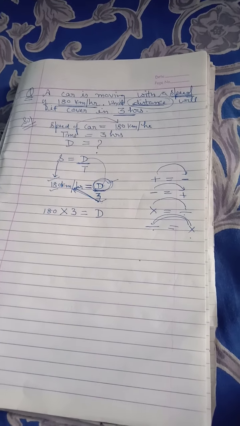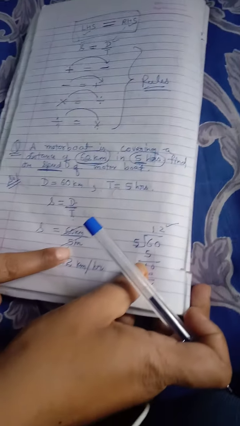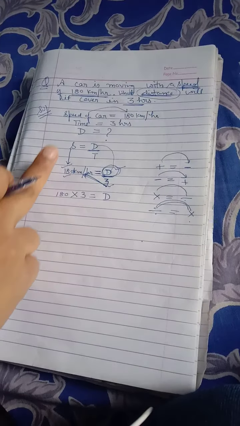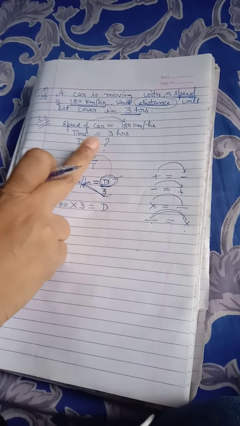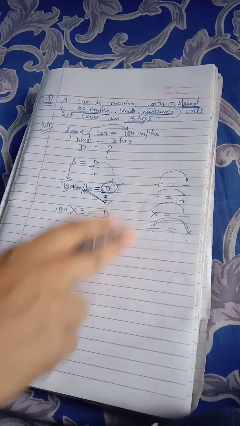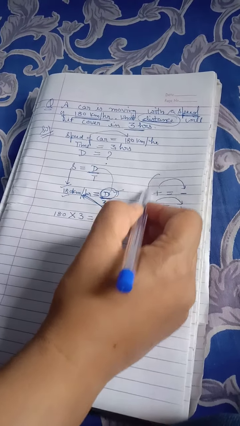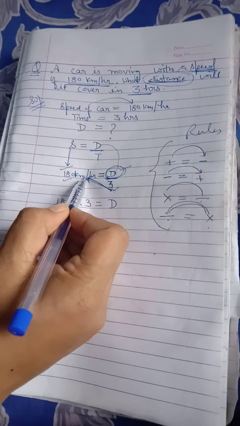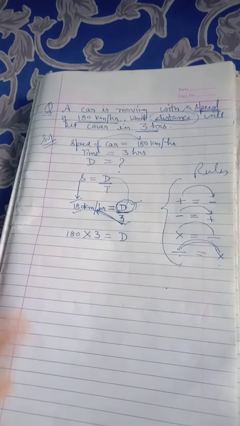Got the concept? If it was simply given, then you have to solve by direct division. But sometimes it may happen, speed is already given and you need to find distance or time. So in such questions, you will use these rules, right? You are sending something to the other side, then it will go as multiply or divide. If it is in divide, it will go as multiply. If it is in multiply, then it will go as divide.